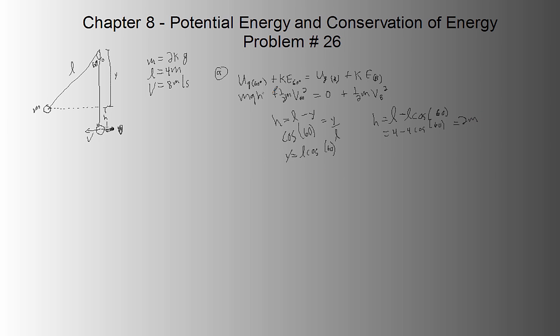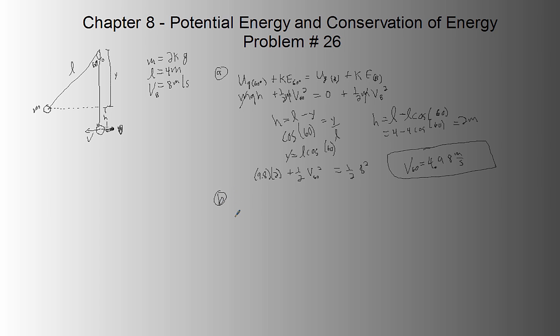So now filling in what we know here. This is m. Oh, the m's cancel, and that's nice. So this becomes 9.8 times 2. We just figured out h, it's 2, plus 1/2 velocity at 60 squared equals 1/2 velocity at the bottom, which is 8. That was given. So solving for v60, velocity at 60 is 4.98 meters per second. That's part A.